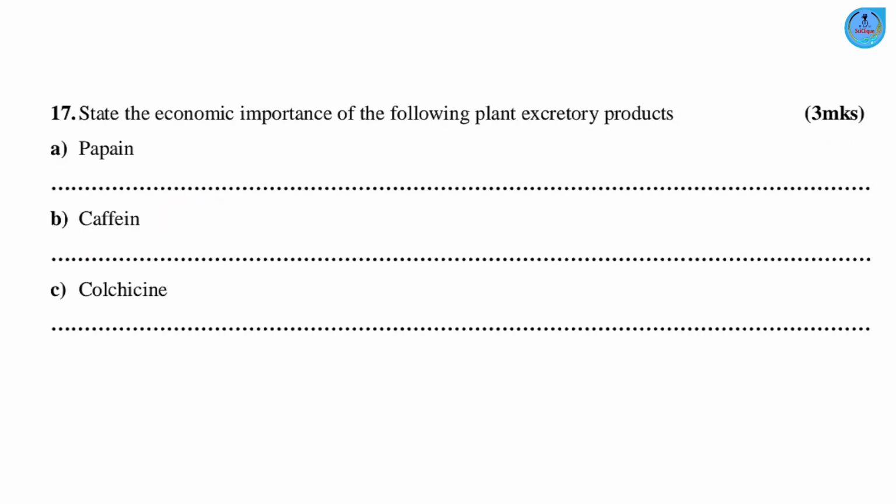Question number 17. State the economic importance of the following plant excretory products. Part A, we have papain. Okay, so papain is used as a food tenderizer. B, caffeine, it's a mild stimulant. Part C, colchicine. This is used in cancer therapy.